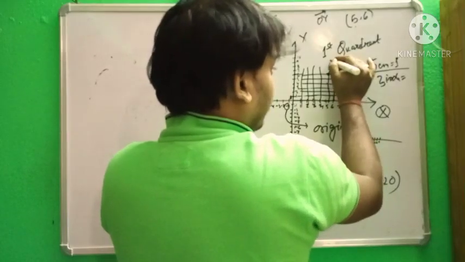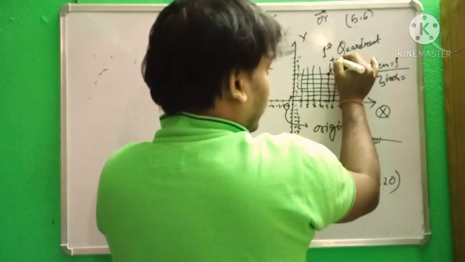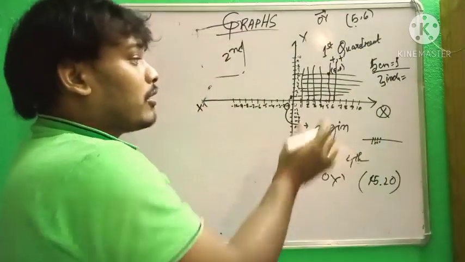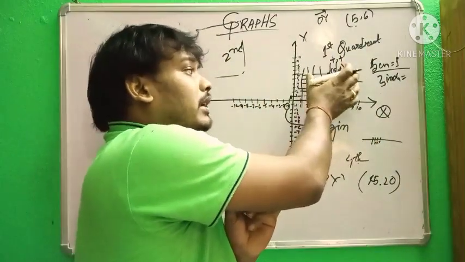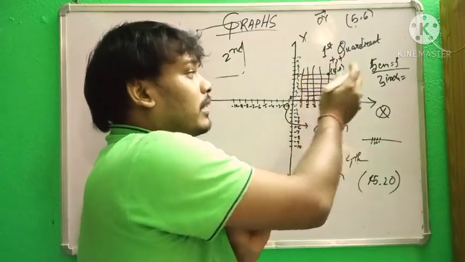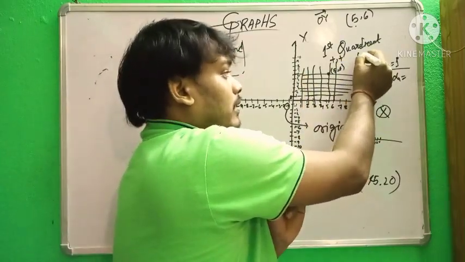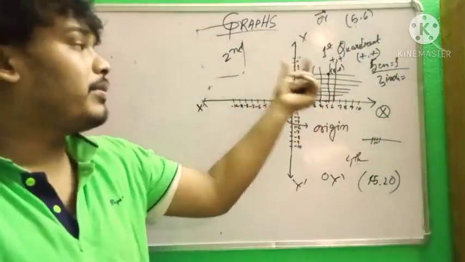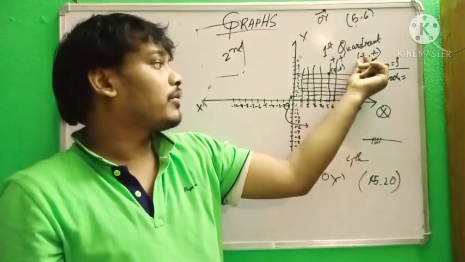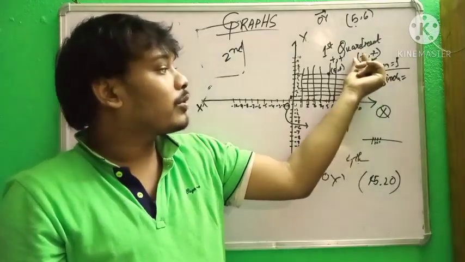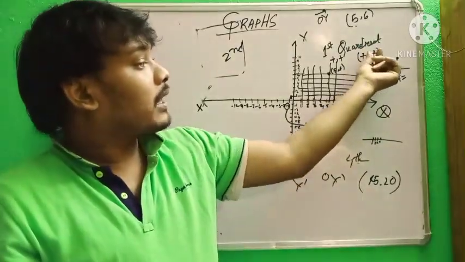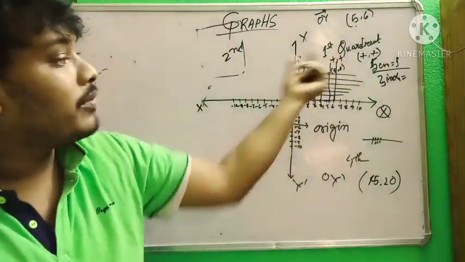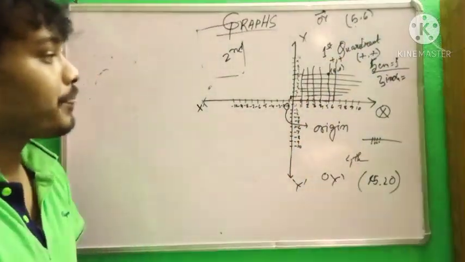The first value is given in positive, the second value is also given in positive, so all points in the first quadrant are given in this way, positive positive. If the point has both abscissa and ordinate positive, then the point lies in the first quadrant, okay.